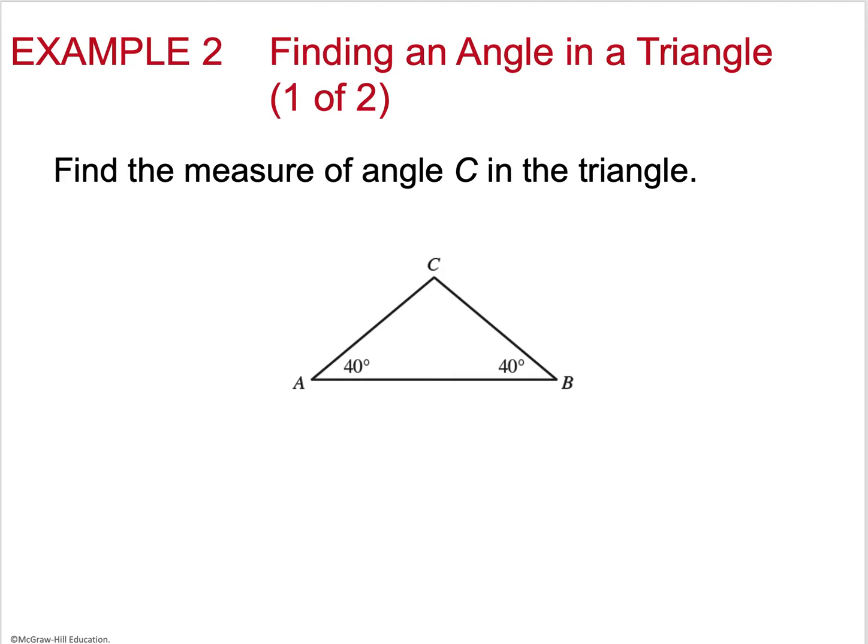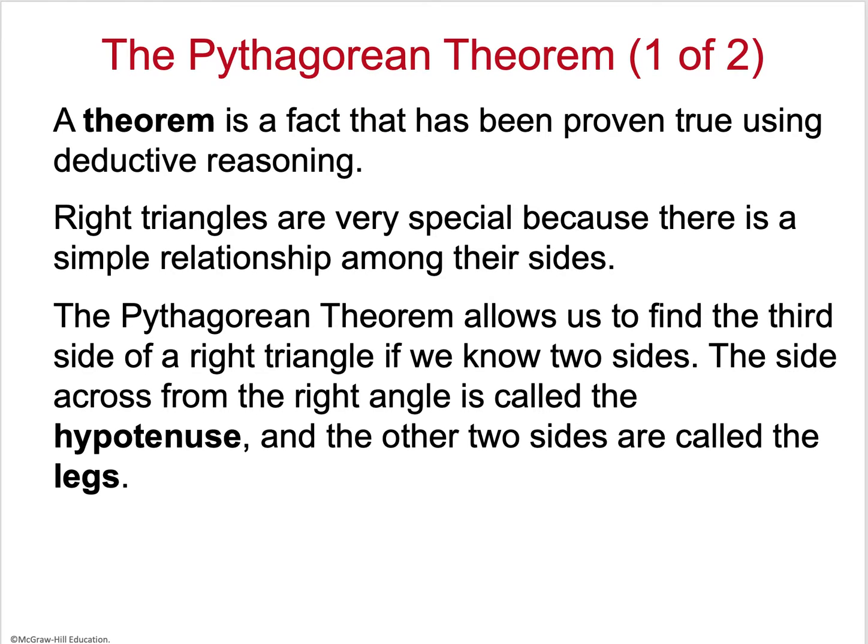If I want to solve for an angle in the triangle, I have to know what 2 of the angles equal. I must know at least 2 in order to find the third. So if 40 plus 40 plus angle C equals 180, then I can do 180 minus 80 to get 100 degrees, and angle C measures 100 degrees. So it's a rather straightforward problem as long as you remember that property of 180 degrees in a triangle.